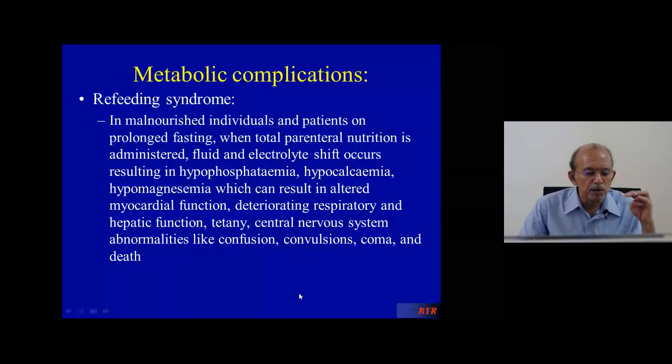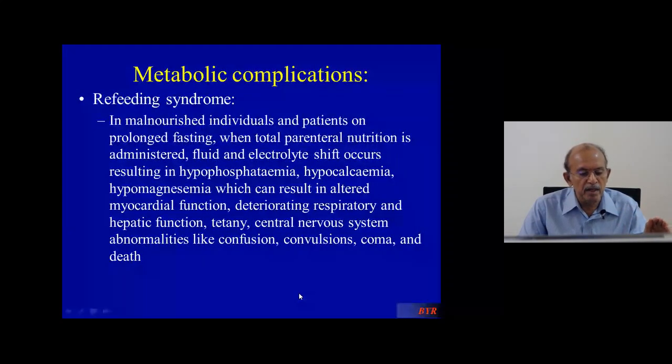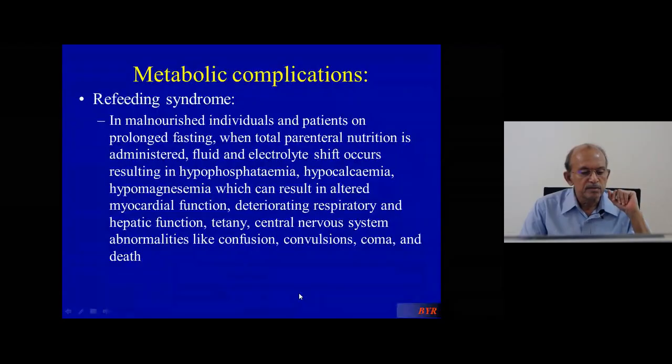Once we give into the veins, they will go into the right atrium. From the right atrium, they go into the right ventricle. From the right ventricle, they go into the pulmonary circulation. From the pulmonary circulation, they go into the left ventricle. From the left ventricle, they are pumped into the aorta. Through the aorta, they will go into the various parts of the body.